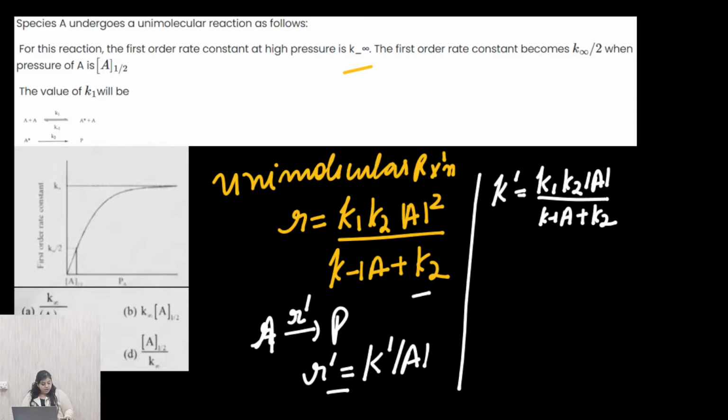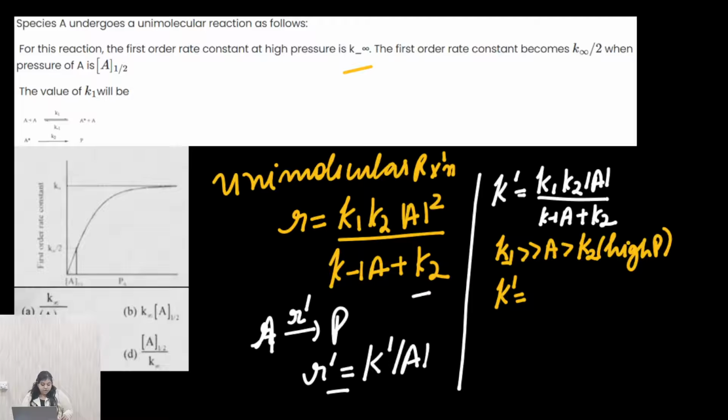Now, different conditions can arise. The first one: if I consider that K inverse of A is much greater than K2, that is at the higher pressure conditions. This is at high pressure. So at that point, what is going to happen?